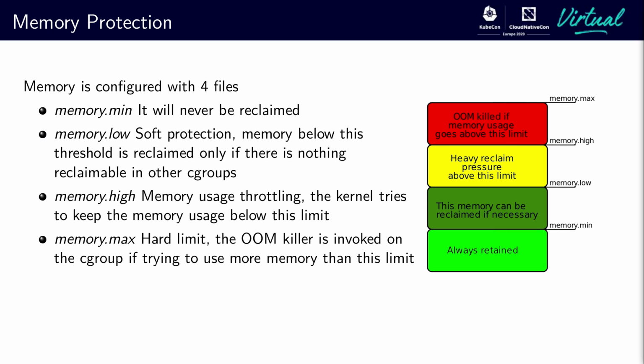And there are also other levels configurable. Memory.low is memory that is reclaimed only if there is nothing reclaimable in other cgroups. Then there is memory.high, and the kernel in the long run tries to keep memory usage for the cgroup below this limit. And then there is still a hard limit, and once that is reached, the process is terminated immediately by the kernel.